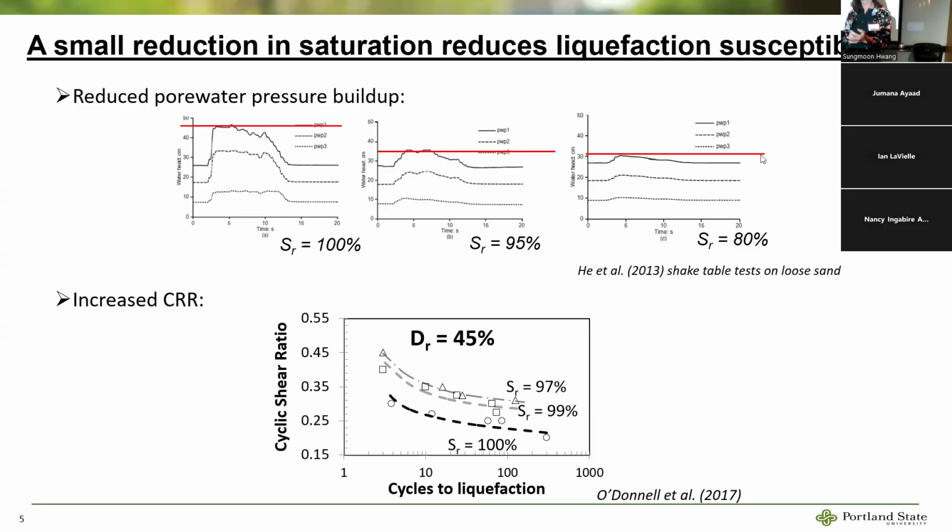We can suppress generation of excess pore water pressures, and as well with a small drop in saturation, can increase the cyclic resistance ratio of these soils based on lab studies.